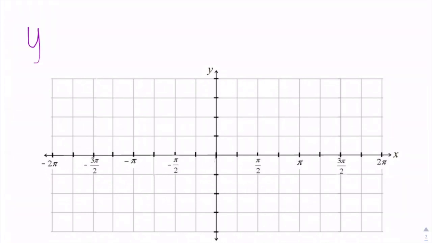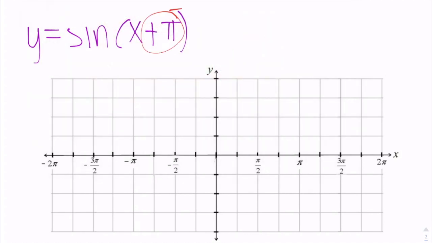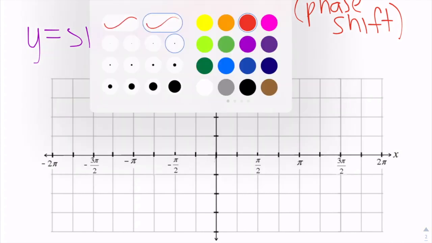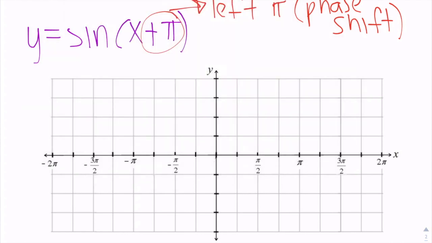The next function is y equals sine of x plus pi. This plus pi, remember from yesterday, gives us a phase shift, which means we move left or right, and it's always opposite. So it's going to be moving left pi. Just remember that's called a phase shift. If I shift left pi, usually we start on our x or y axis right here, but we're going to shift left pi. So we're actually going to start right here now instead.